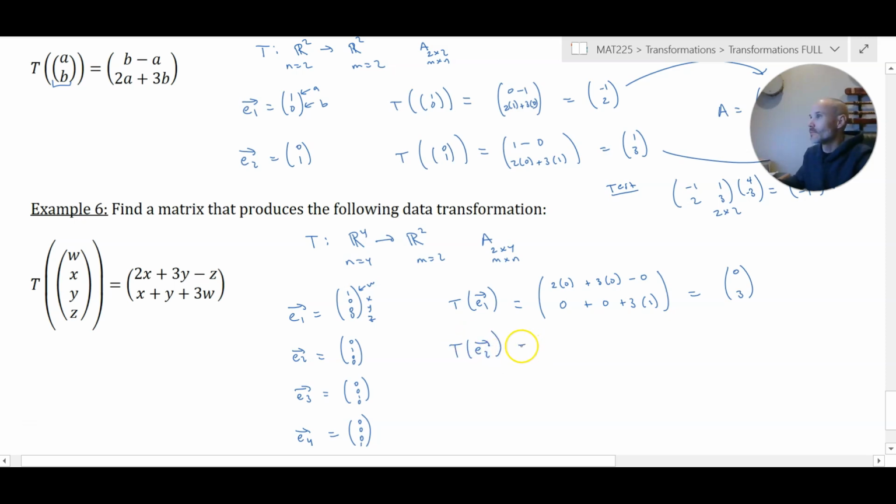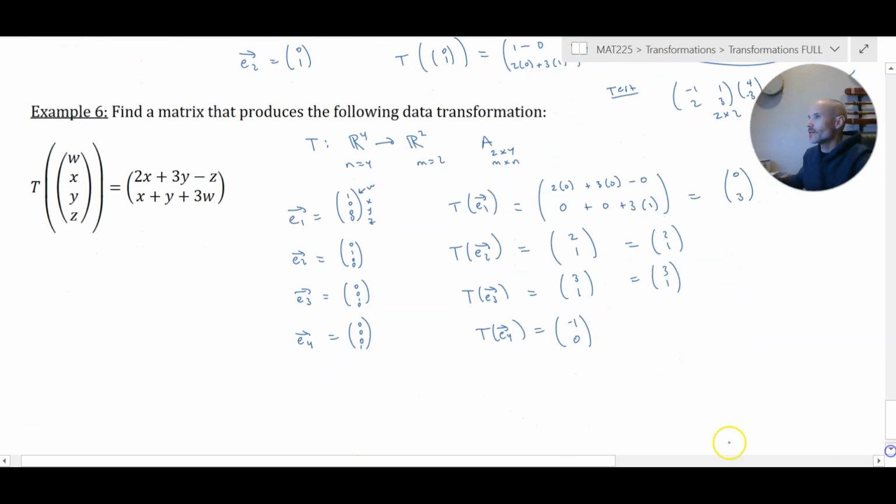Transformation of E2. I'll just do this in my head now. So 2 times the x, which would be 2, plus 3 times 0 minus 0 is just 2. And then the x plus the y plus 3 times the w will just be 1 plus 0 plus 0, which is 1. That gives me the vector 2, 1. E3: 2x plus 3y. So really all I have to worry about is where the 1 is, and that's in the y position. 3 times 1 is 3. And then x plus y will be 0 plus 1 plus 0, which is 1. And lastly, we have the transformation of E4, which is just going to depend on the z component, so it's going to be a negative 1 in the top, and then it's going to be all zeros. X, y, and w are all zeros.